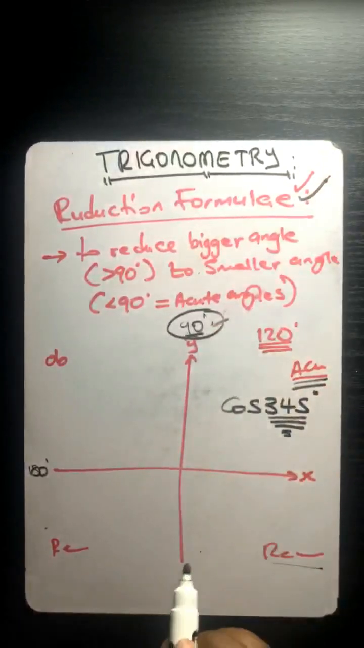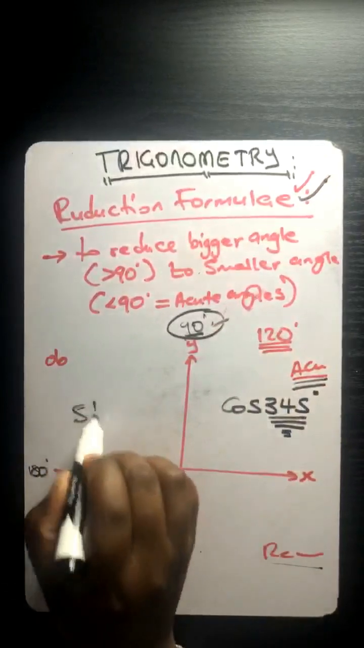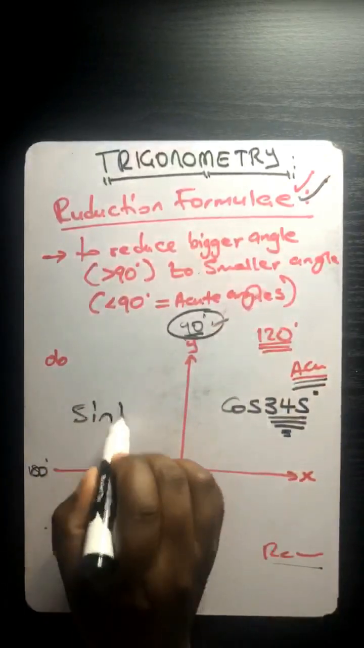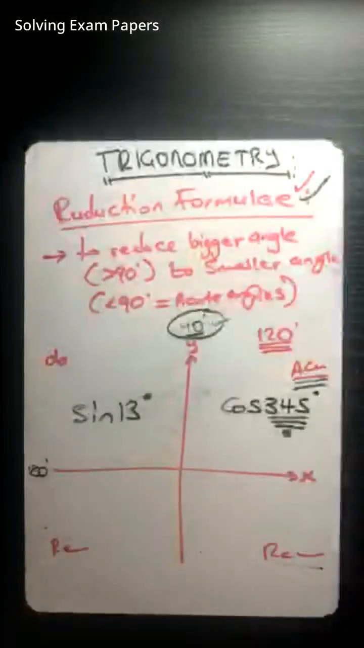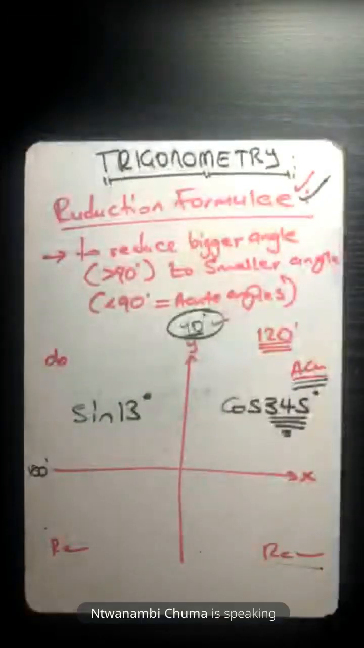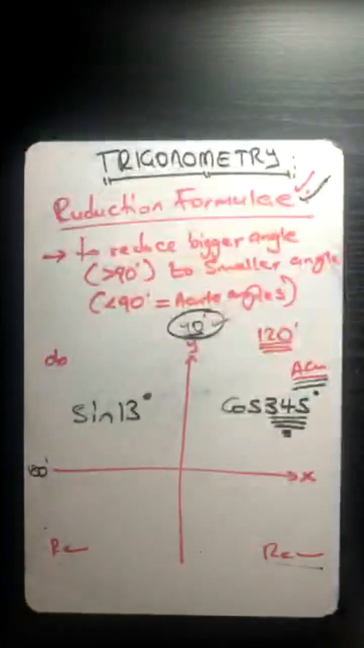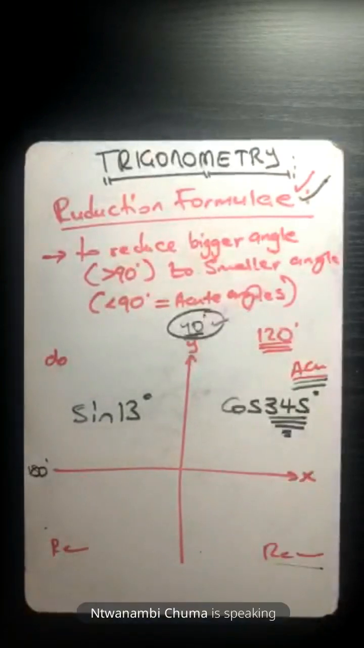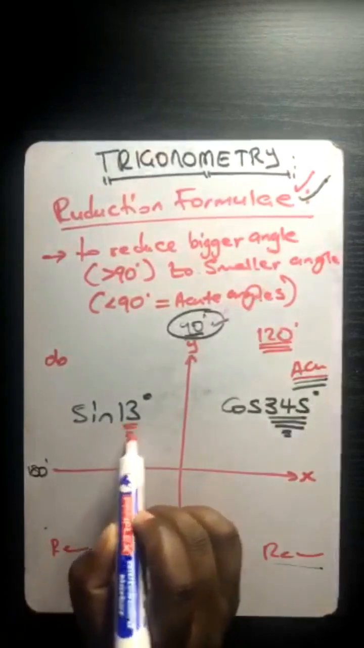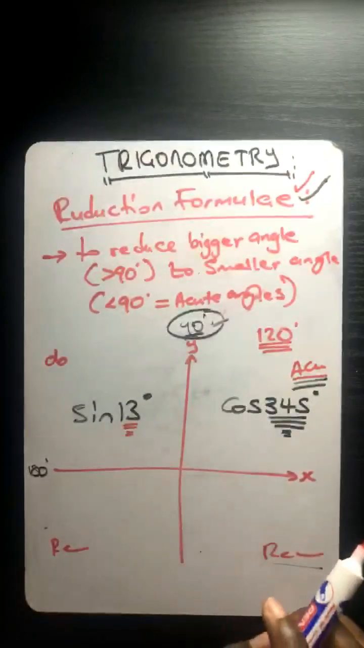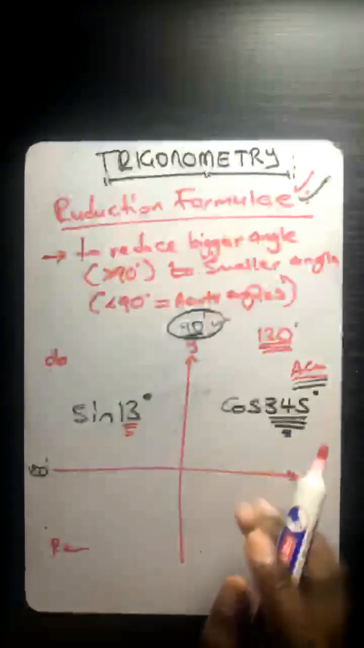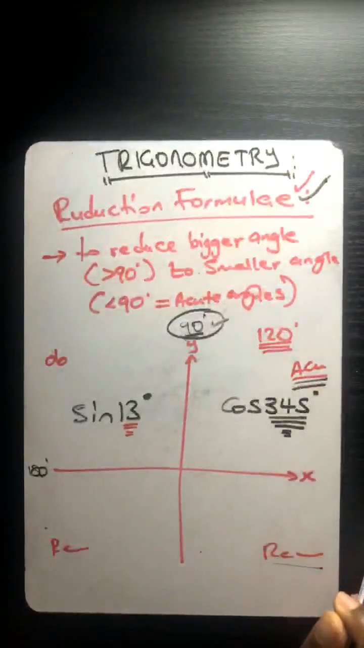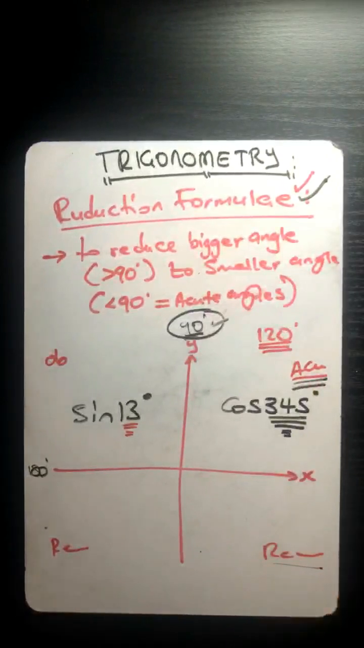Okay, here comes a question. Let's say you are having sine of 13 degrees. You tell me, what is the name of that angle? Acute angle. Okay, now, do we need to reduce it? No, sir. Why? Because it falls under acute angles. 100%. Because it's already an acute angle, therefore we don't need to reduce it. So that means we only reduce angles which are not acute angles. Does it make sense, honorable member?